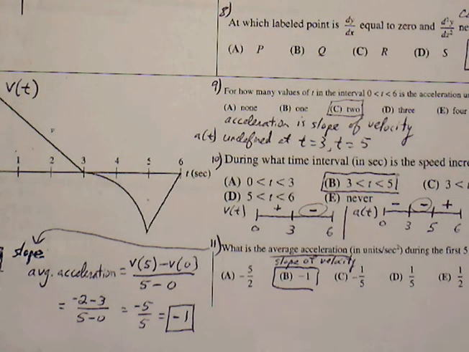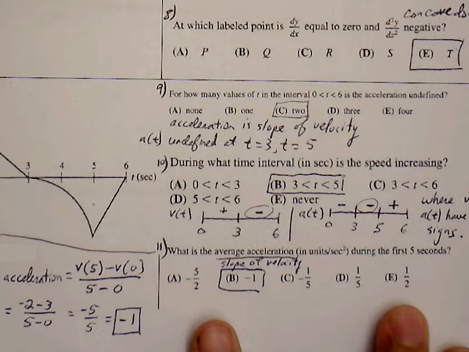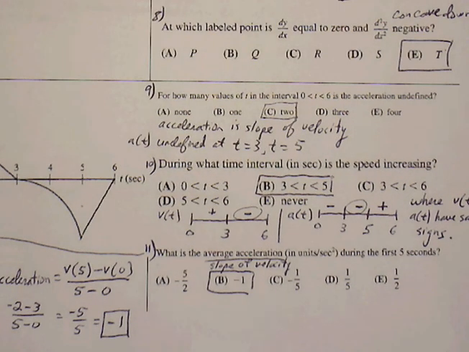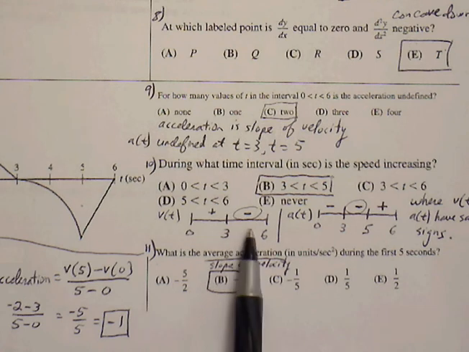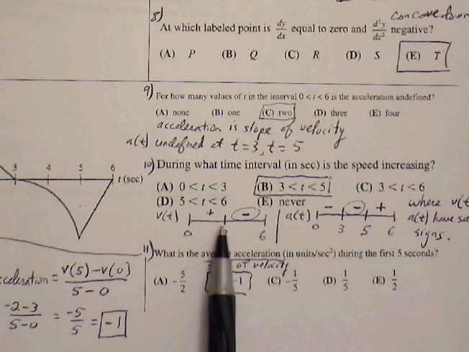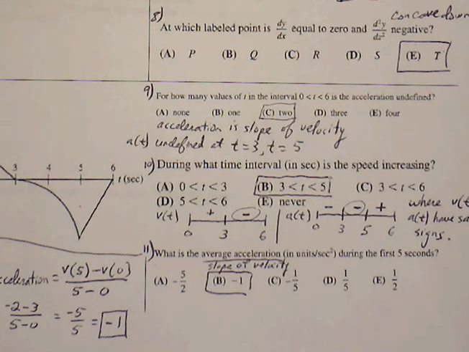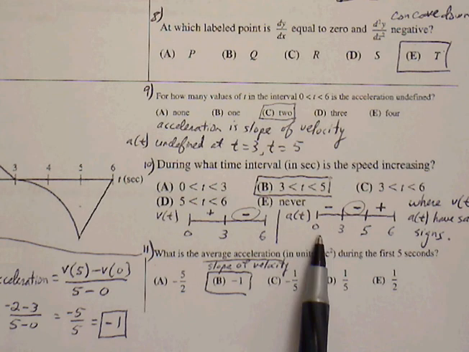Okay, so the only time where the speed is increasing is where they have the same signs. So the only time where they share the same signs is between 3 and 5. Right? Between 3 and 5, both velocity and acceleration will have negative signs. At all other points, velocity and acceleration will have different signs. So answer choice B.